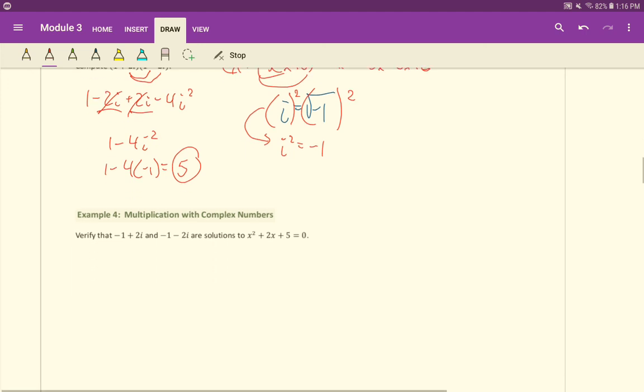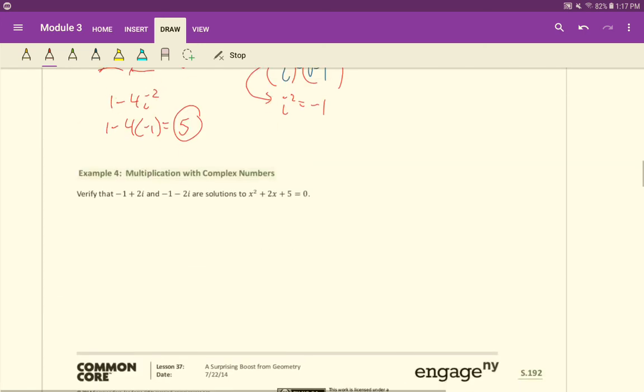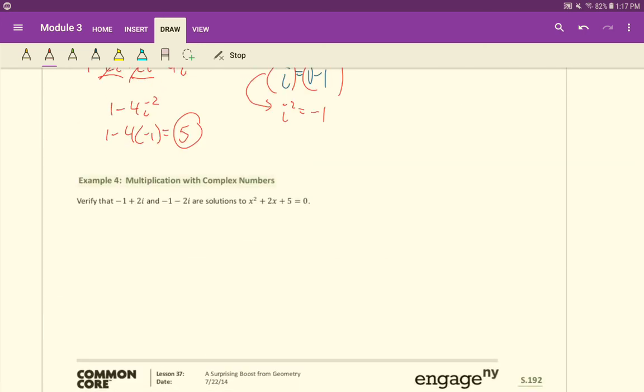Okay. So example 4, and we'll stop after this, I think. Oh, actually, that is the end. Okay, so example 4, we'll just power through here. Example 4 asks us to multiply complex numbers again, but this one says to verify that these are solutions to x squared plus 2x plus 5. You know what? I'm going to stop here, and we'll go ahead and do that in the next video.